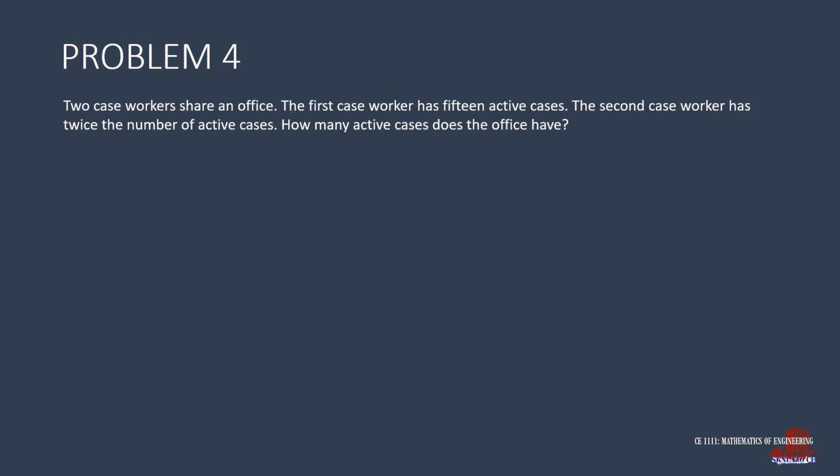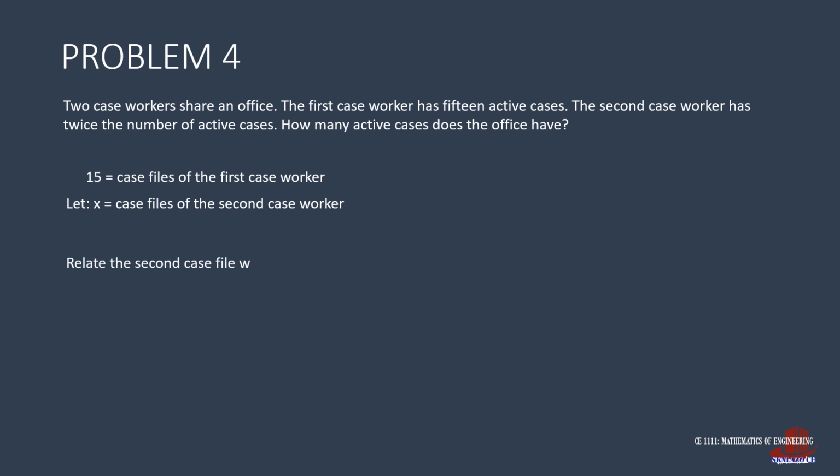Although there are two caseworkers, it isn't necessary to assign two variables as the first caseworker already identified having 15 case files. So we only assign x to the number of case files of the second worker. Next is to relate the second caseworker with the first. That would be with x as twice of the first, which we know is 15, so x is 30. With the question of the summation of case files, we work on 15 plus x, and that is 15 plus 30 to get 45.